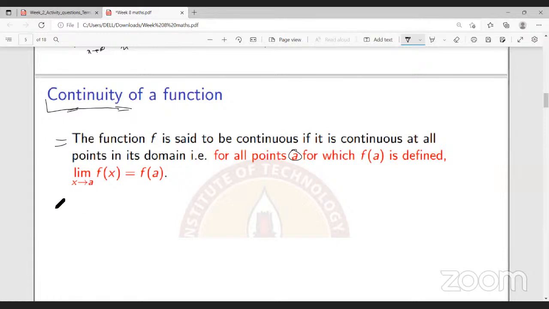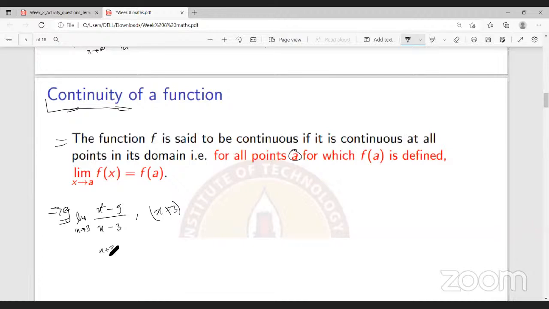Okay, so about the continuity of a function, this is the definition. If you remember, in the last session I discussed one example: (x square minus 9) upon (x minus 3). We have to find the limit as x tends to 3. This function is not defined at x equals 3, but still we have calculated the limit. So what is the limit of this function?